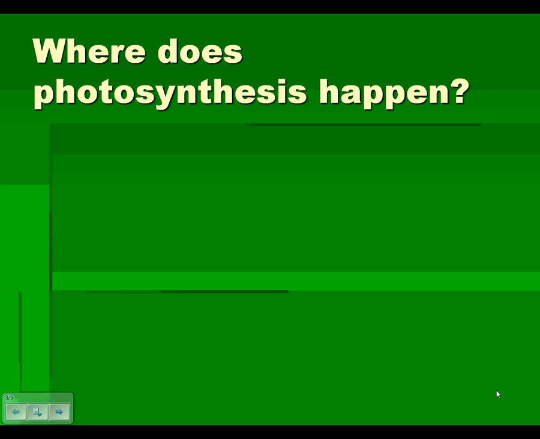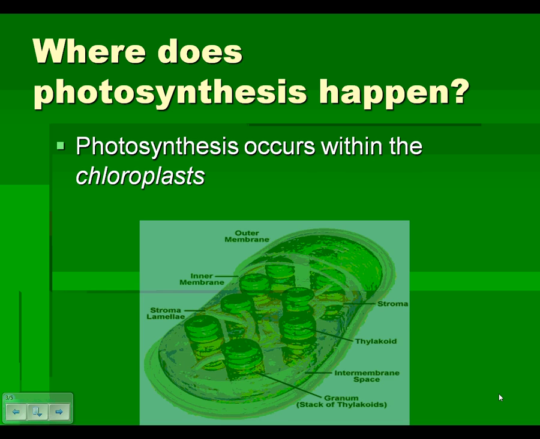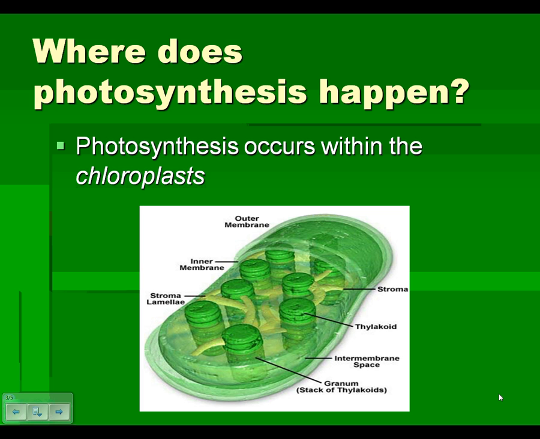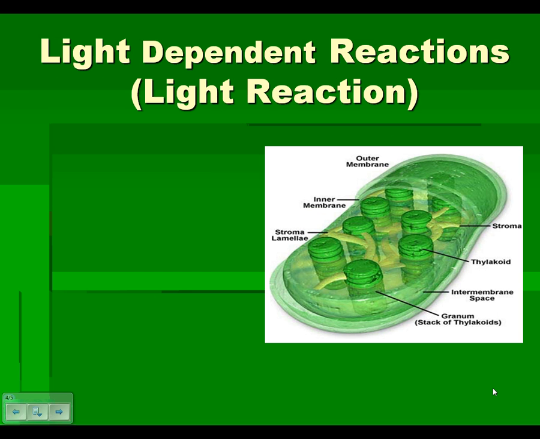So where does photosynthesis happen? You should immediately know it occurs in the organelle, the chloroplast. And here we have a picture of the chloroplast. And if you remember from your photosynthesis unit, you typically find the majority of chloroplasts in the leaves of plants. We have two reactions, the light-dependent reaction and the dark reaction.